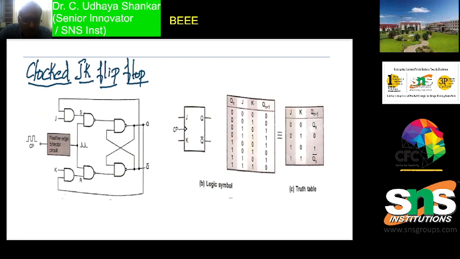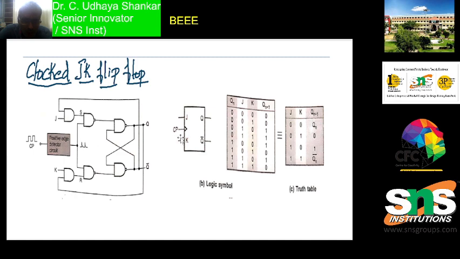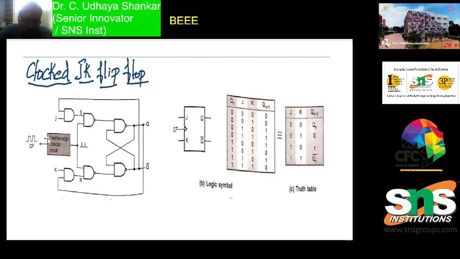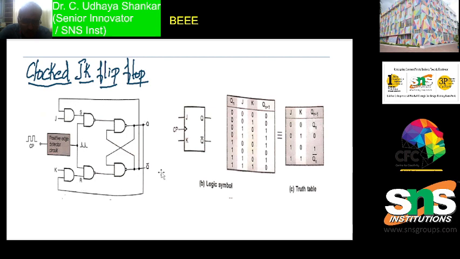And here I am going to describe the clocked JK flip-flop. Clocked means there will additionally be one clock pulse. It is a positive edge triggered circuit actually. So here you can see this is nothing but an SR flip-flop, is it right?